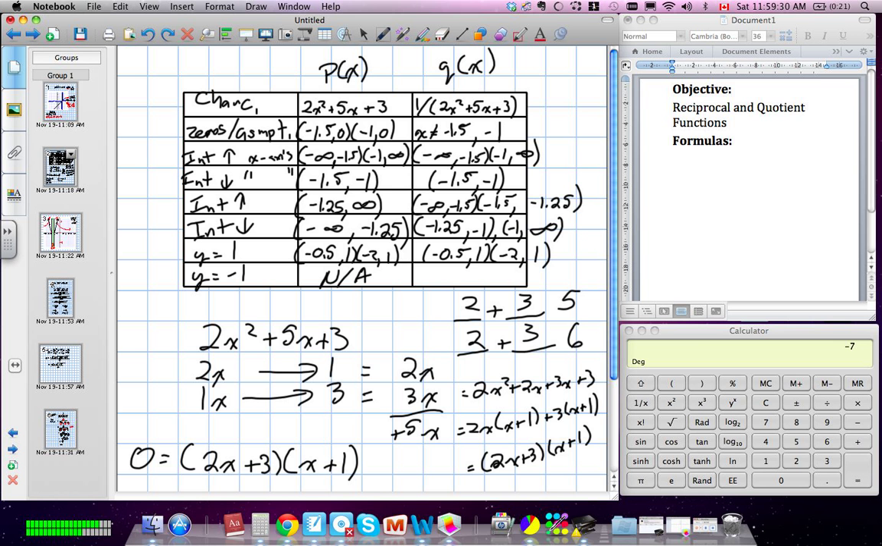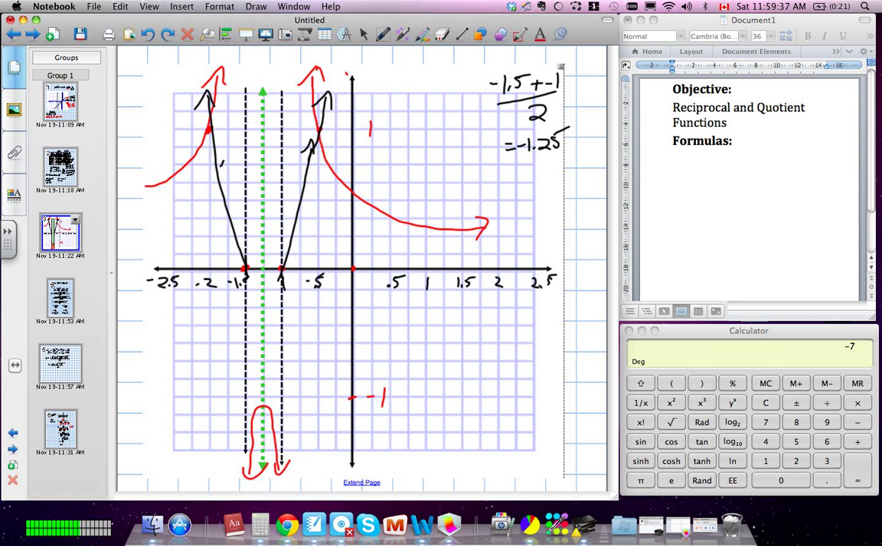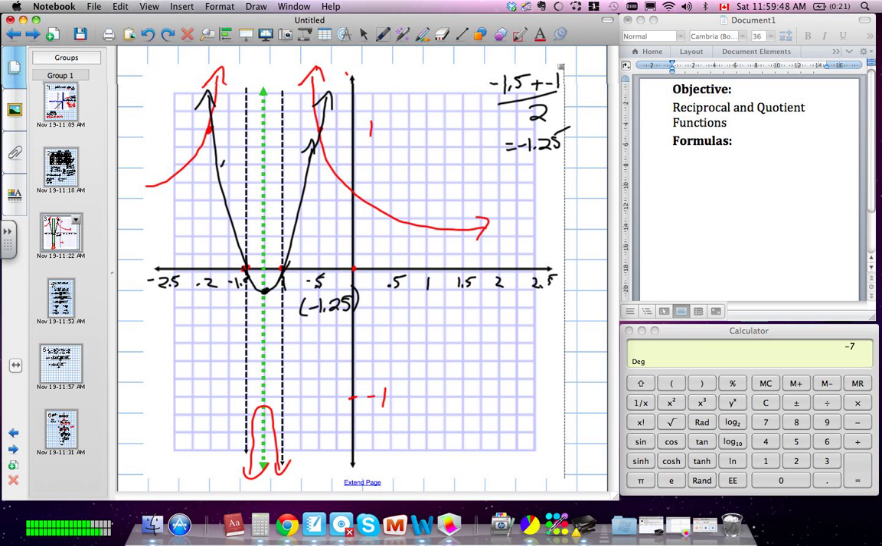Because it makes sense if you look at our quadratic also. Our quadratic, which I erased, it stopped somewhere below 1. We knew that it was an x value of negative 1.25. We could actually find the y value. Do you want to go through that?